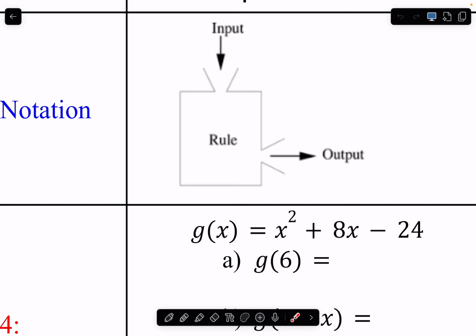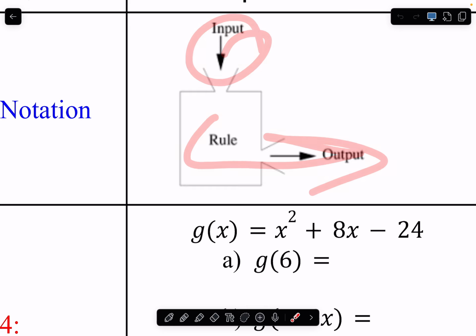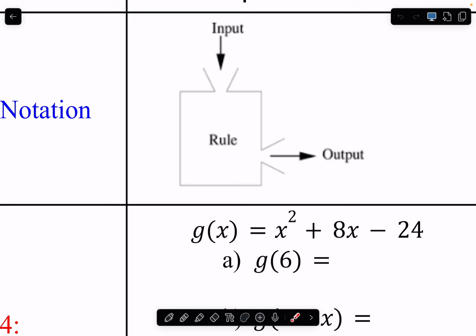So let's think of our rule as an oven set at 350 degrees. If I input chocolate chip cookie dough, I'm going to output chocolate chip cookies. If I input sugar cookie dough, I'm going to get sugar cookies. So our output depends upon our input, but the rule of the oven is that it's going to cook the thing that's inside, okay?